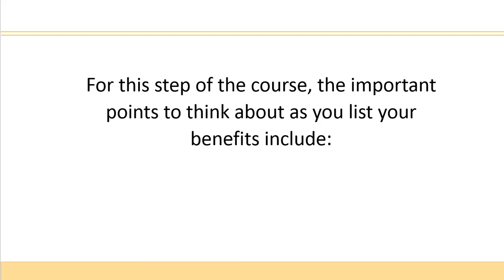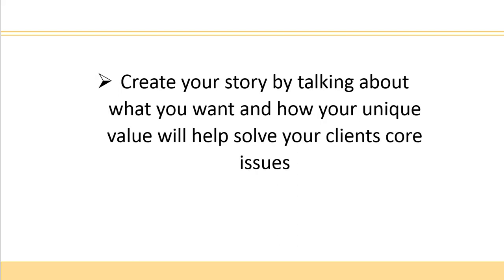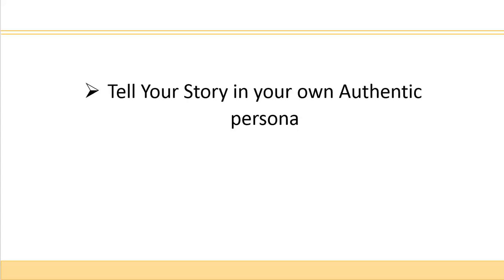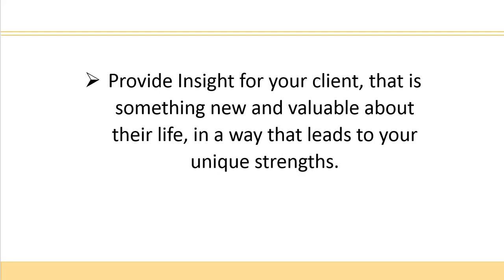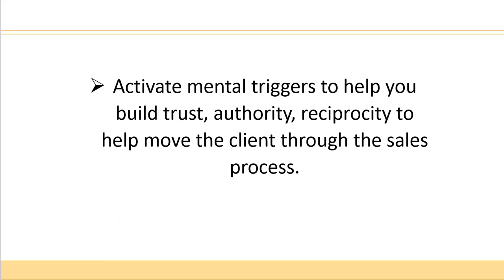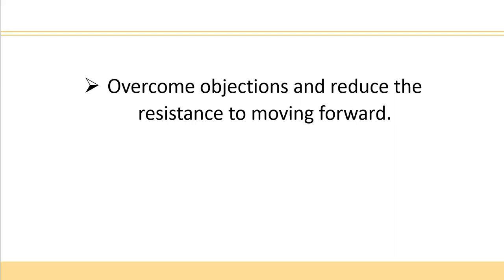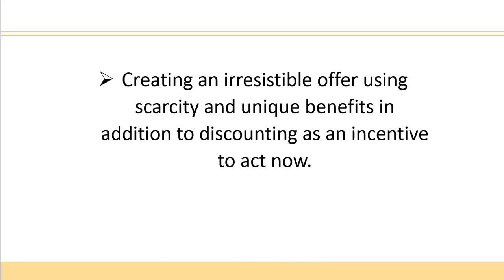So for this step of the course, the important points to think about as you list your benefits include: create your story by talking about what you want and about how your unique value will help solve your client's core issues. Tell your story in your own authentic persona. Provide insight for your client that's something new and valuable about their life in a way that leads to your unique strengths. And activate mental triggers to help you build trust, authority, reciprocity, to help move the client through the sales process, and overcome objections and reduce the resistance to moving forward. Creating an irresistible offer using scarcity and the unique benefits in addition to discounting as an incentive to act now.